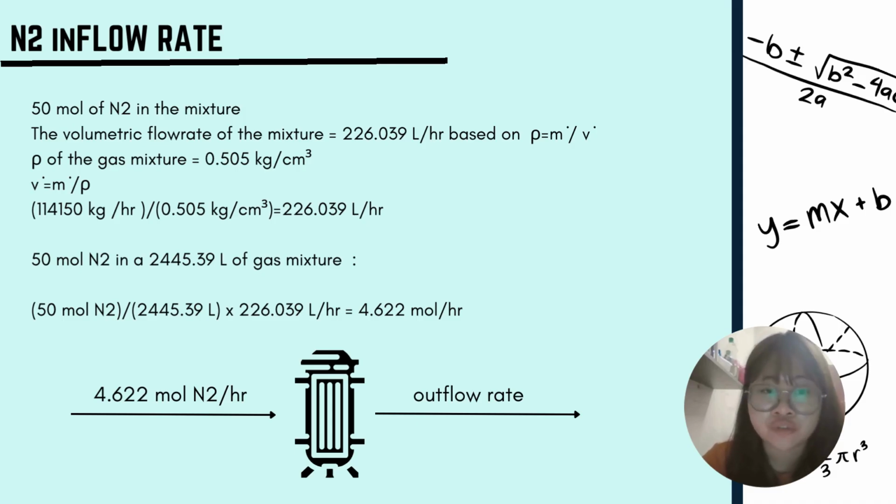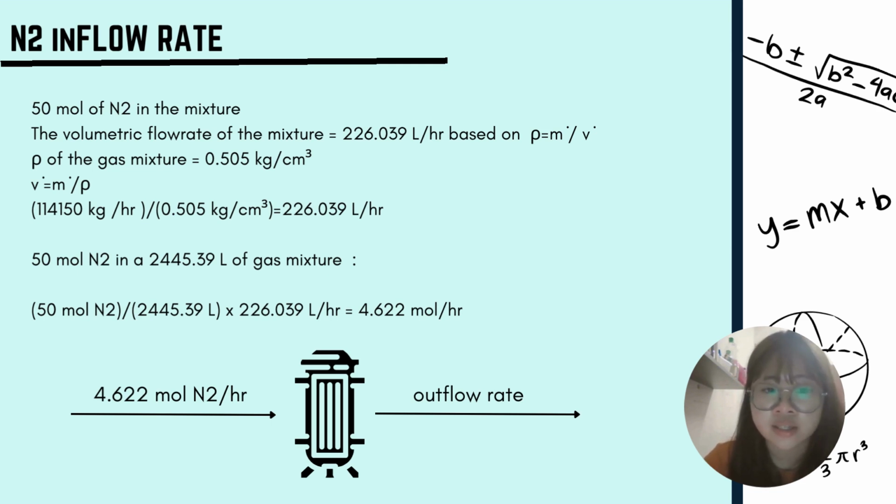This is the calculation of nitrogen inflow rate. Based on our question, there is 50 mole of nitrogen in the gas mixture. To obtain the volumetric flow rate of the gas mixture in the inlet stream, we use the equation volume equals mass per unit density. The density of this gas mixture is 0.505 kg/m3. By substituting the values, we get the final answer of 226.039 liter per hour as the volumetric flow rate.